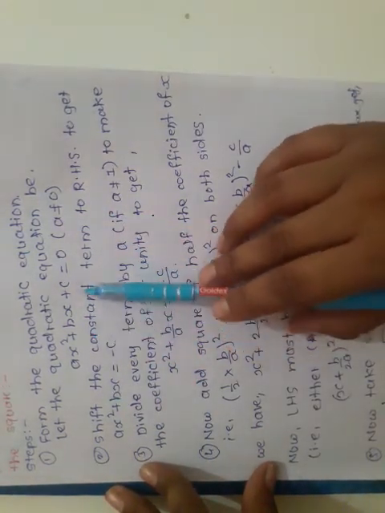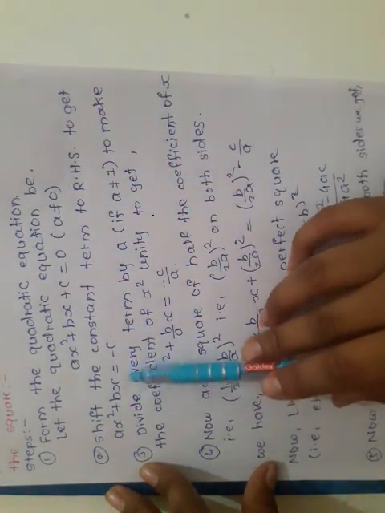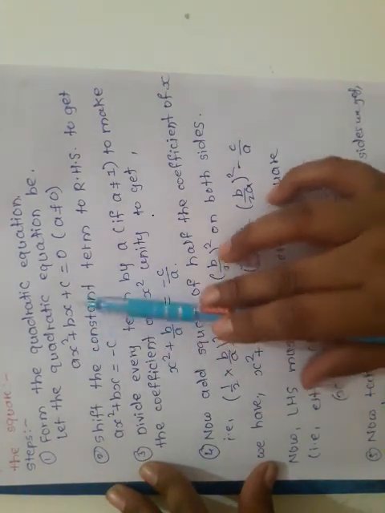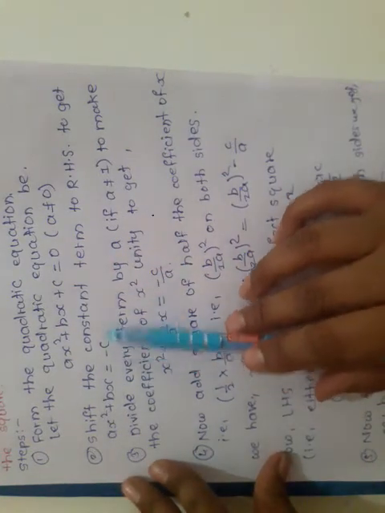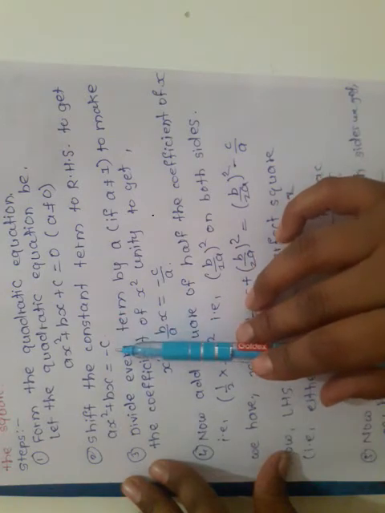First write down the given equation, then shift the constant term to RHS to get ax square plus bx is equal to minus c. If the given equation is a quadratic equation, then shift the constant term to the RHS side. If it is positive, then it becomes negative. If it is negative, then after transposing to the RHS side, it becomes positive.